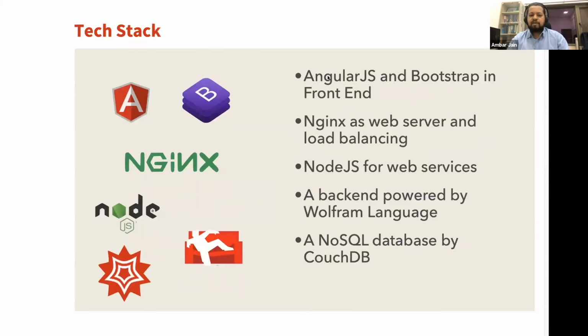Our tech stack is actually very modern and scalable. We use AngularJS and Bootstrap in the front end. Nginx works as our web server, proxy server, and load balancer. We use Node.js for backend services and web services, and the backend is powered by Wolfram Language, which is where we do all the intelligent things. That is, we compile the content over there. We generate the quizzes, which are deeply randomized, and our database is a NoSQL database. So Node.js and Wolfram Language talk to each other, Node.js and CouchDB talk to each other, Wolfram Language and CouchDB talk to each other, and Nginx works as a proxy server for Node.js, and it delivers the services to the front end.